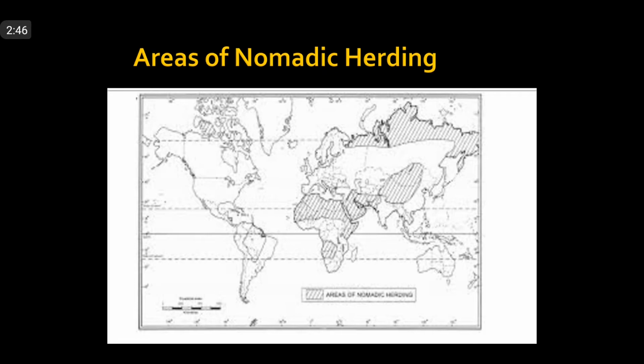For example, here, what do you see? Areas of nomadic herding. If you have practiced, and the question comes from Africa, a few areas are marked. Suppose A is marked in Africa and the question is areas of nomadic herding, then you have to mark the northern part of Africa, where nomadic herding is practiced.